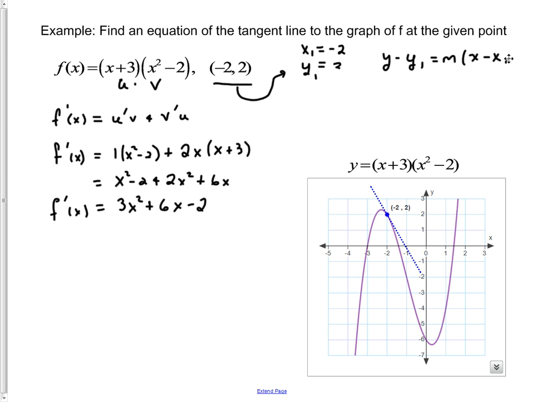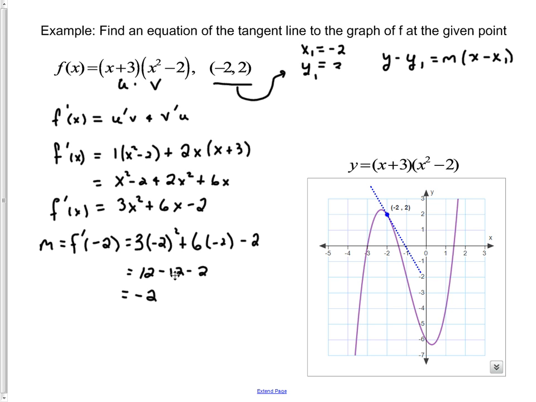Well, what's our slope m? Well, our slope m is the value of the derivative at the point. So we're going to evaluate this at x equals negative 2. So that's 3 times negative 2 squared plus 6 times negative 2 minus 2. That's going to give us 3 times 4, so that's 12, minus 6 times 2, that's 12, minus 2. And so our value right here is, well, negative 2. 12 minus 12 minus 2. F prime of negative 2, that's also our slope.